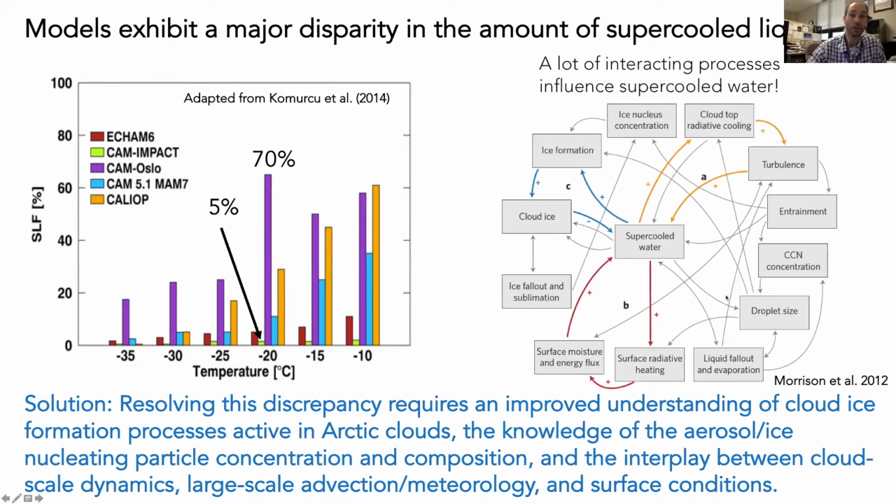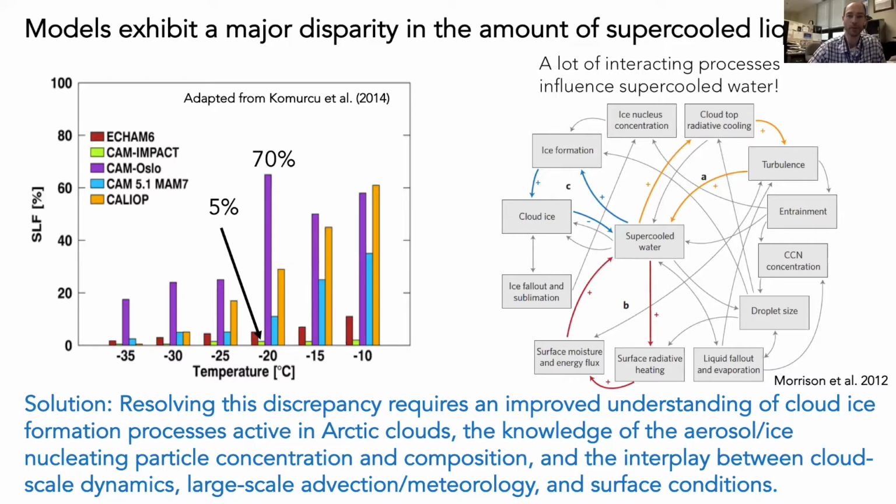Models exhibit a major disparity in the amount of supercooled liquid. To demonstrate that point, the plot here on the left shows the supercooled liquid fraction in a number of different climate model simulations for different cloud temperatures. If we just take minus 20 degrees Celsius as an example, you can see one model produces 5% supercooled liquid at that temperature, whereas another model produces 70%. And both of these represent a significant disparity away from the CALIOP observationally constrained estimate for minus 20 being roughly about 30%.